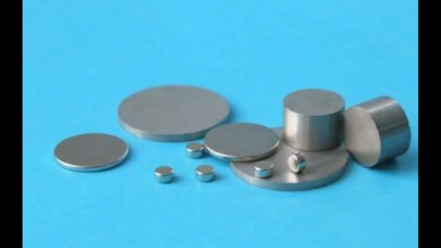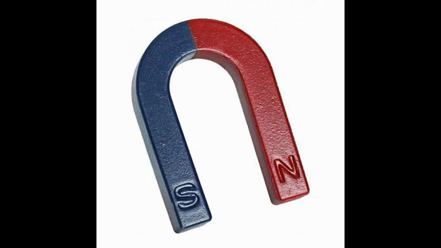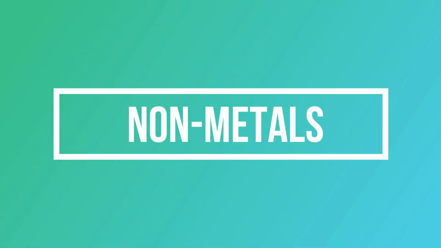Cobalt, like iron, can be magnetized and so is used to make magnets. It is alloyed with aluminum and nickel to make particularly powerful magnets. Let's now proceed to nonmetal elements.